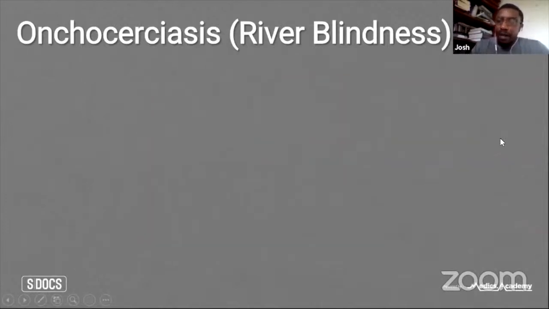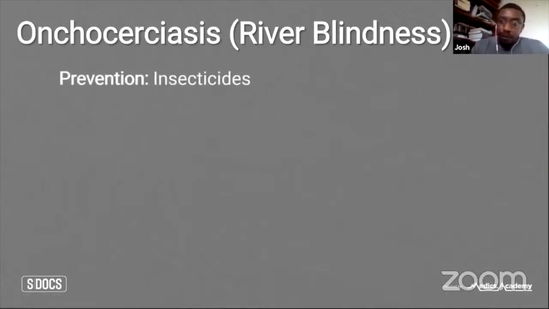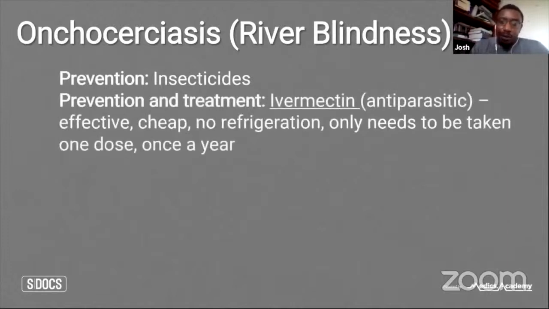So how do we prevent and treat it? Why is it easily preventable? Well, we can prevent with insecticides, and we can prevent and treat with ivermectin. Insecticides, of course, are targeting the female black fly vector, and prevention and treatment is with this antiparasitic drug called ivermectin. As I understand, it has completely revolutionized the treatment of onchocerciasis in many populations all over the world.